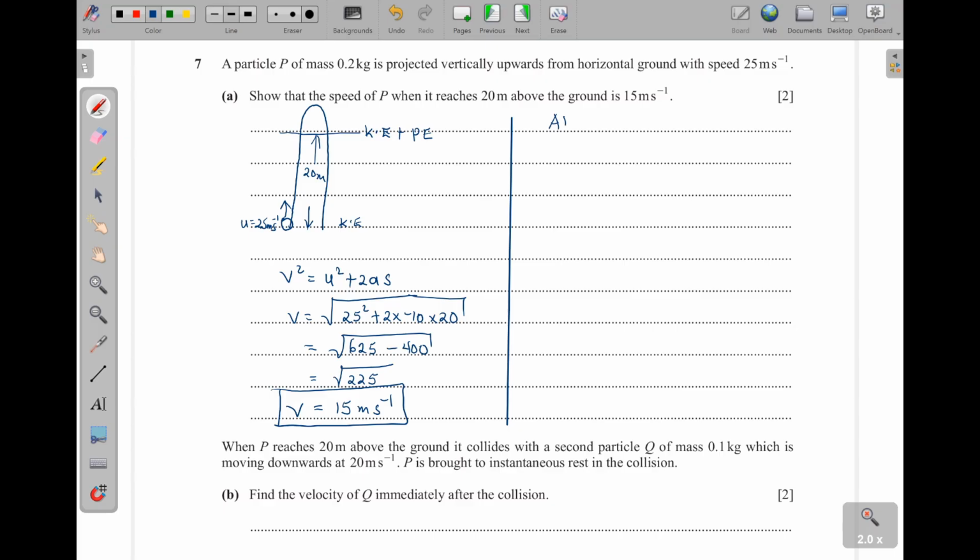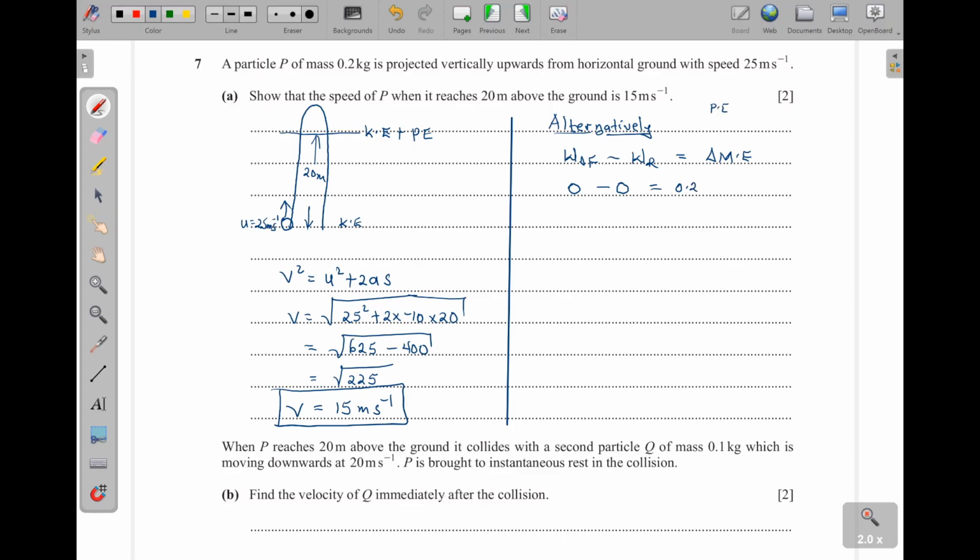And you know that we can use the work energy principle: work done by the driving force minus work done against resistance is equal to the change in mechanical energy. Since it is just projected and is moving on its own, the work done by the driving force is 0. Then there is also no resistance to the motion. This way, the final mechanical energy is the sum of kinetic and potential energy.